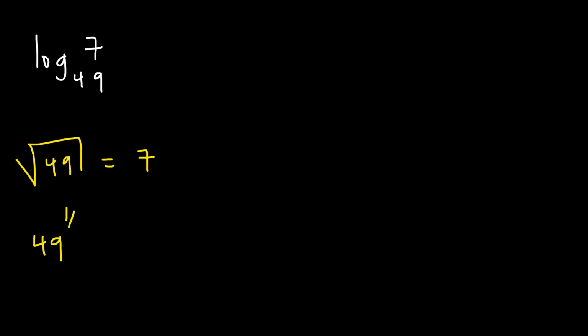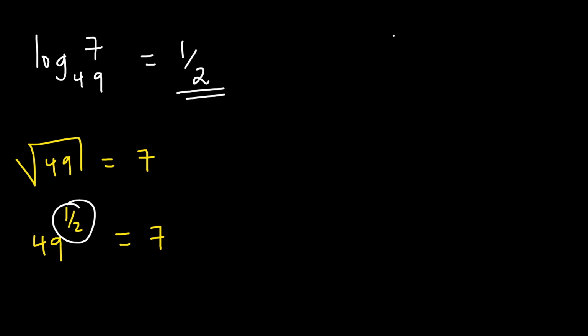Now, what if we had log base 49 of 7? How can we evaluate this? We know that the square root of 49 is equal to 7. Therefore, 49 raised to the power of 1 over 2 equals 7. So our answer equals 1 divided by 2. So log base 49 of 7 will be equal to 1 divided by 2.